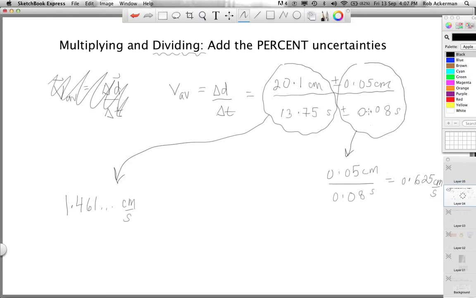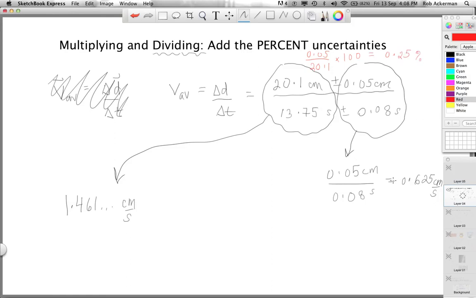This came from dividing these two, which came from here: 20.1 plus or minus 0.05. Here's what I'd like you to do for a second. Compute that as a percentage. What is 0.05 as a percentage of 20.1? So I do 0.05 divided by 20.1, and I multiply by 100, and I get a very small percentage. I get about a quarter of a percent, not very much.